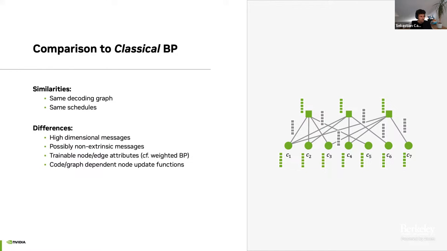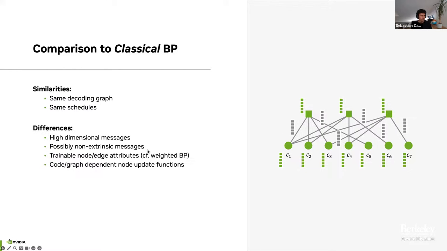There are a couple of differences. First of all, of course, we have these high dimensional messages, so 20 dimensional features. We have possibly non-extrinsic messages, so we don't know exactly what the network learns, and that's a bit the challenge, right? We train a network. There is no rule that messages are extrinsic. We don't have that in the loss, but for some reason it works very well if we train a network. It's hard to analyze that actually.